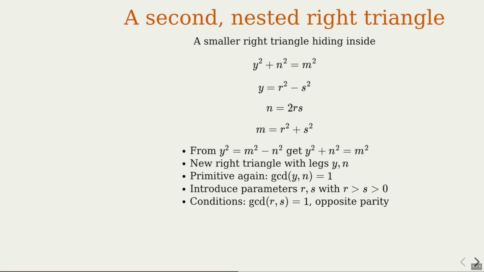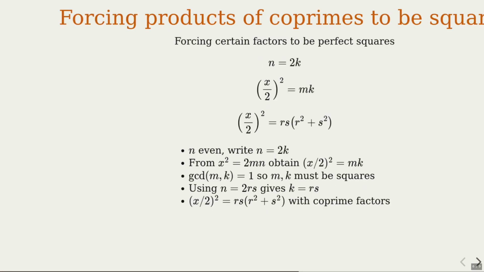That would contradict the fact that x, y, and z have no common factor. So y and n must be coprime, and the second triangle is primitive. Now we start to force some of these parameters to be perfect squares. First, notice that n is even because n equals 2rs. So we can write n as 2k for some integer k.